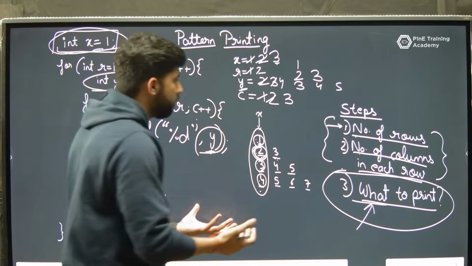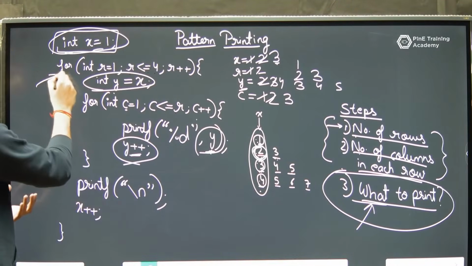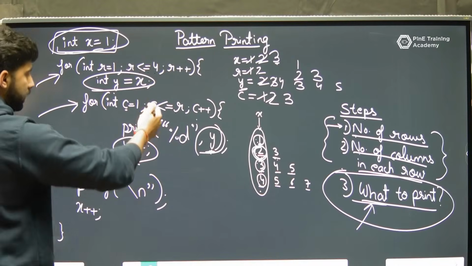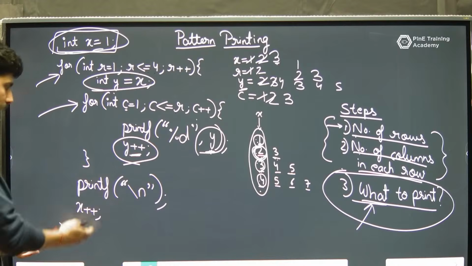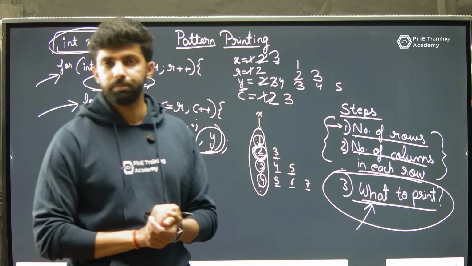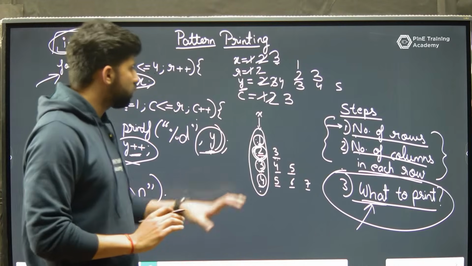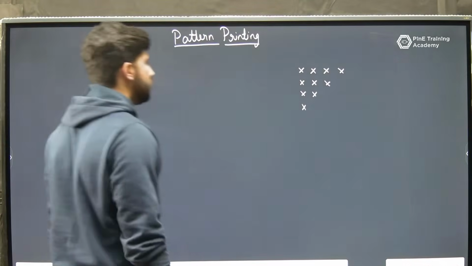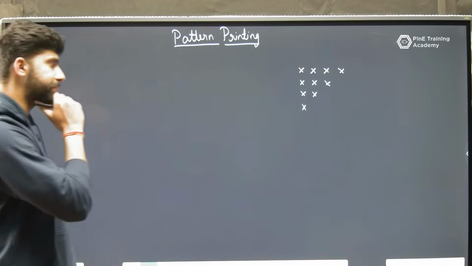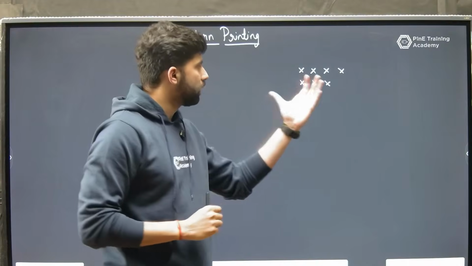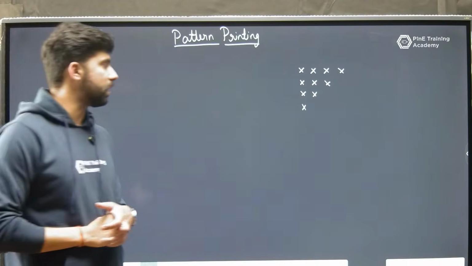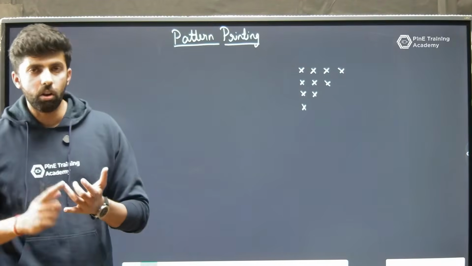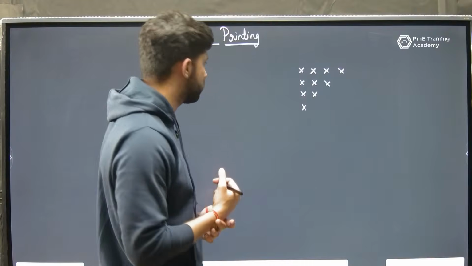Okay, so just remember, the first loop will always be for the number of rows. The next loop inside will be for the number of columns, and then we decide what we need to print, and after that we just change the line and all these things. Okay, so this is one of the patterns. Now let's look at this pattern. Okay, this is a different pattern. This has a different shape. That means our loop conditions for rows and columns will be changed.